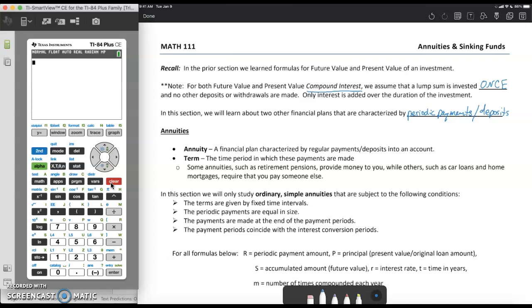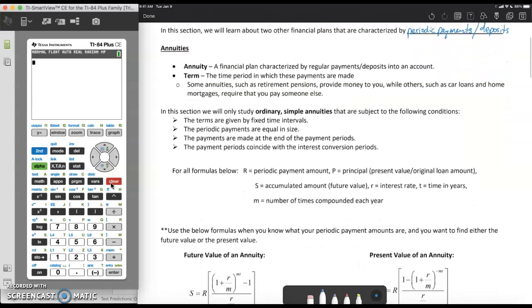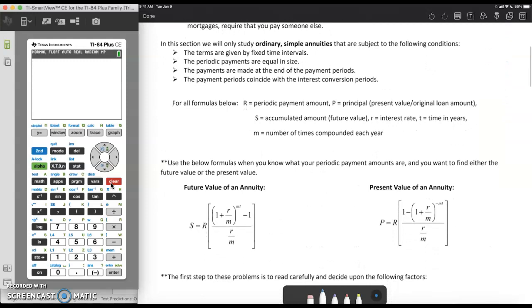Technically, all of these things that we're going to talk about are annuities. They're just different types, and the formulas are solved in different ways. We're going to study only in this course what we call ordinary simple annuities. Everything we talk about is going to be subject to these conditions. The terms are going to be fixed time intervals. So very fixed: every month, every year, every quarter, whatever it is, it never fluctuates. The periodic payments are also equal in size, so the payments do not fluctuate.